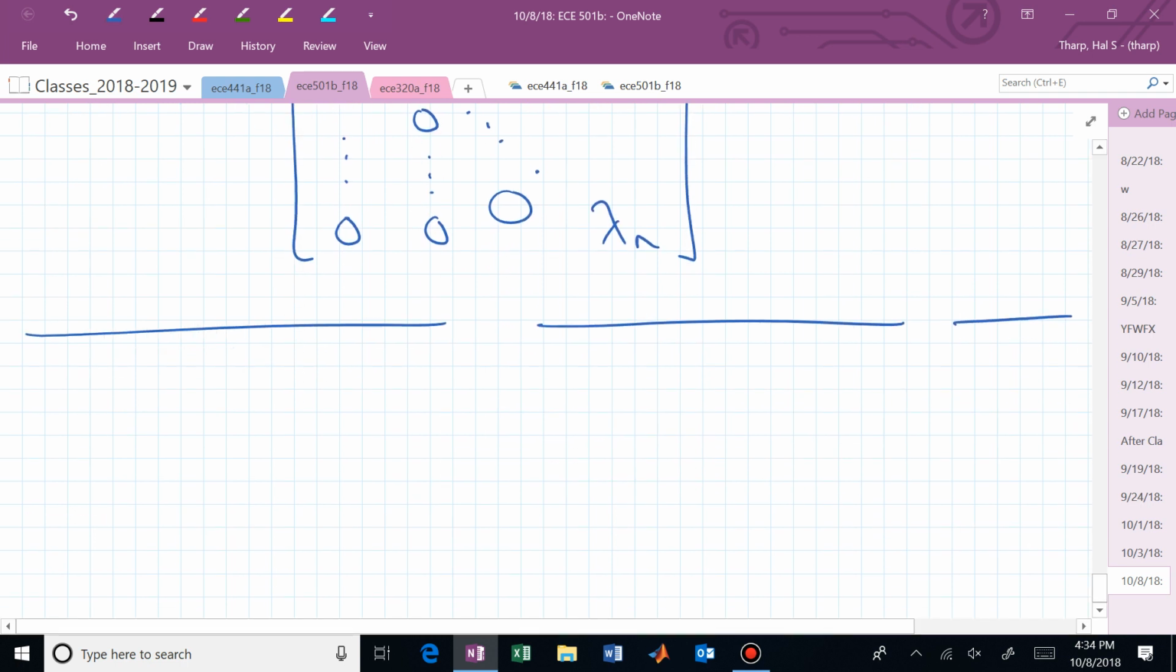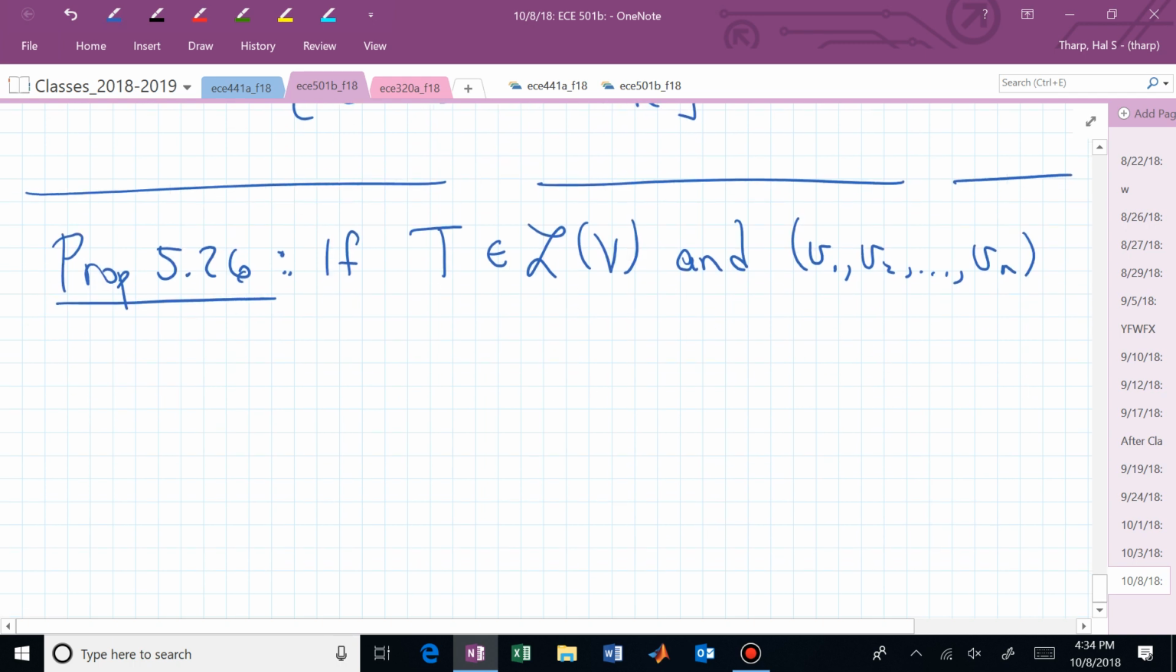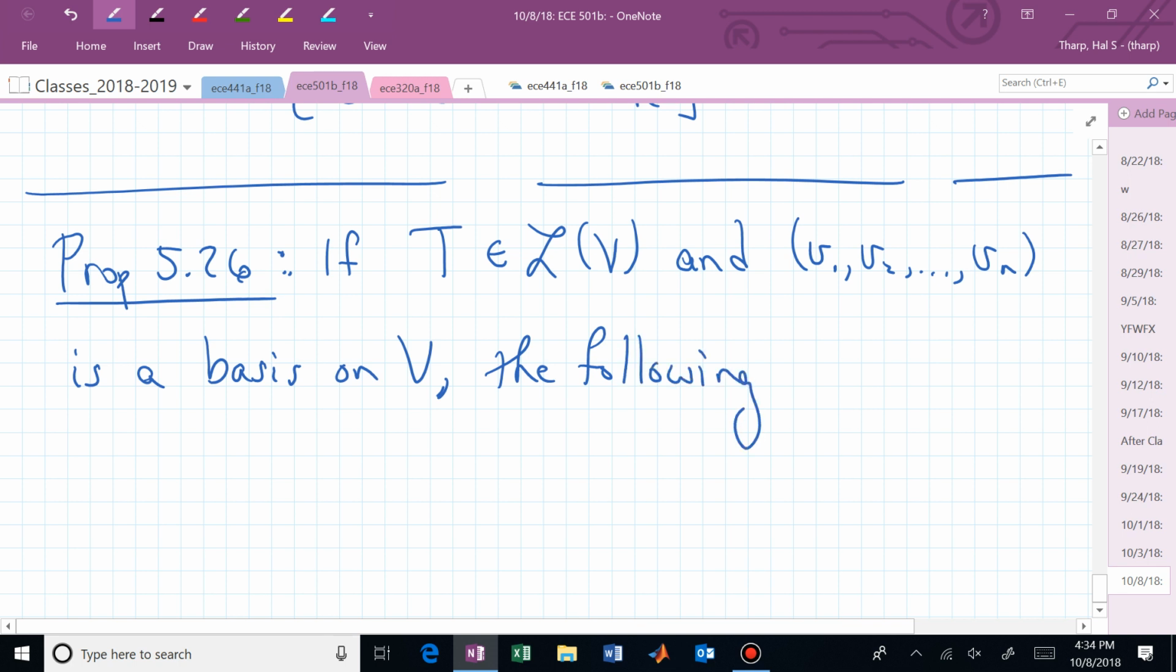So now this is the next proposition, proposition 26, and it goes as follows. If T is a linear operator on a vector space V, and we have the vectors v1 through vn as our basis on our vector space V, then we can consider the following three statements to be equivalent.